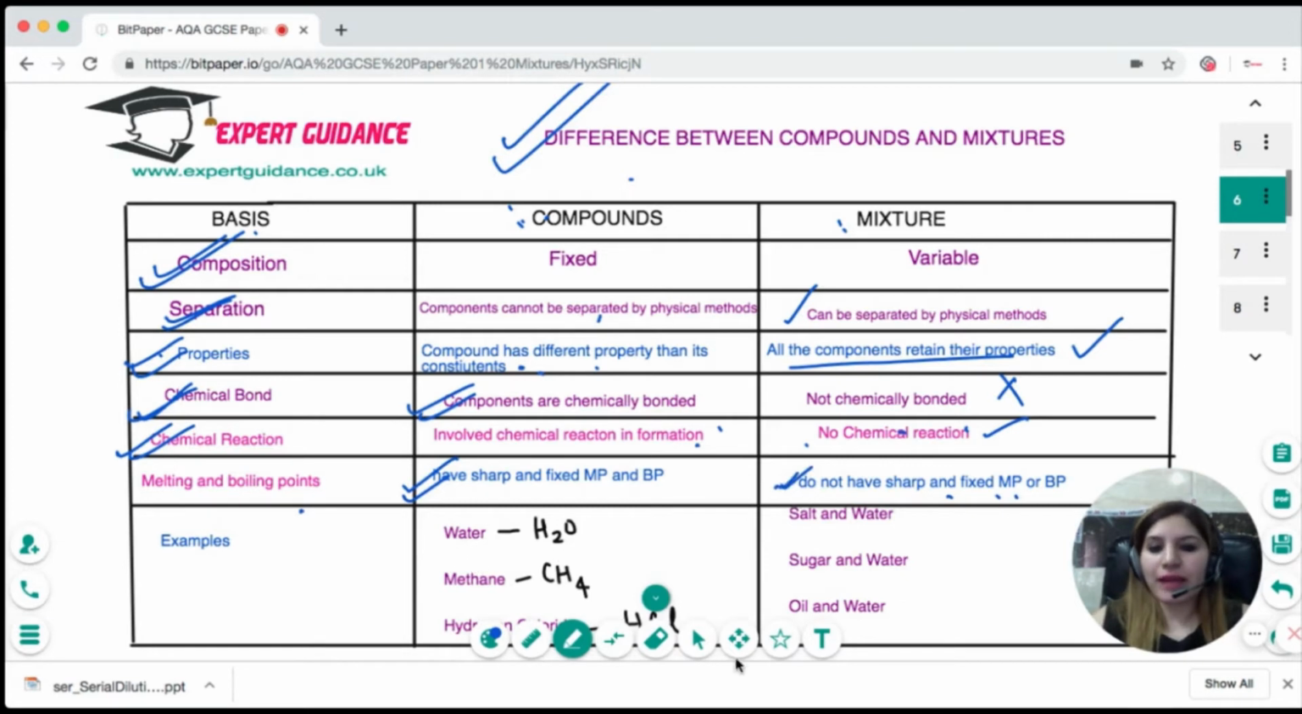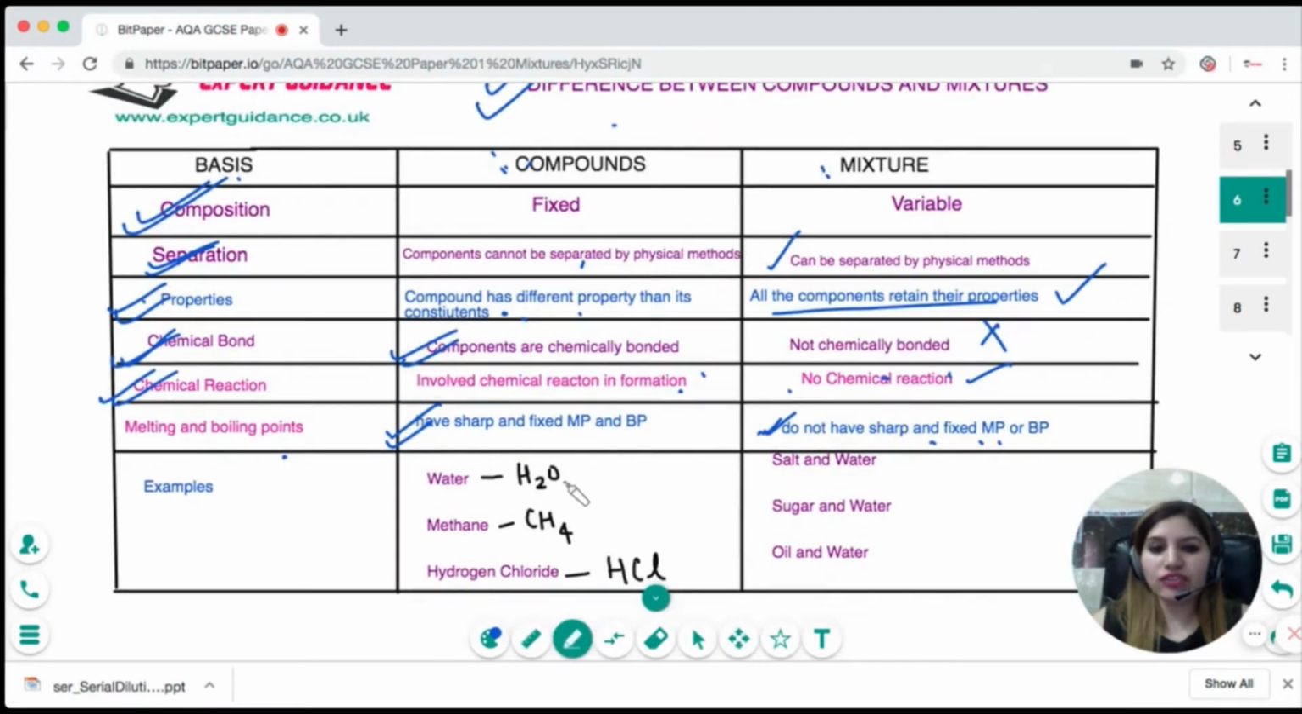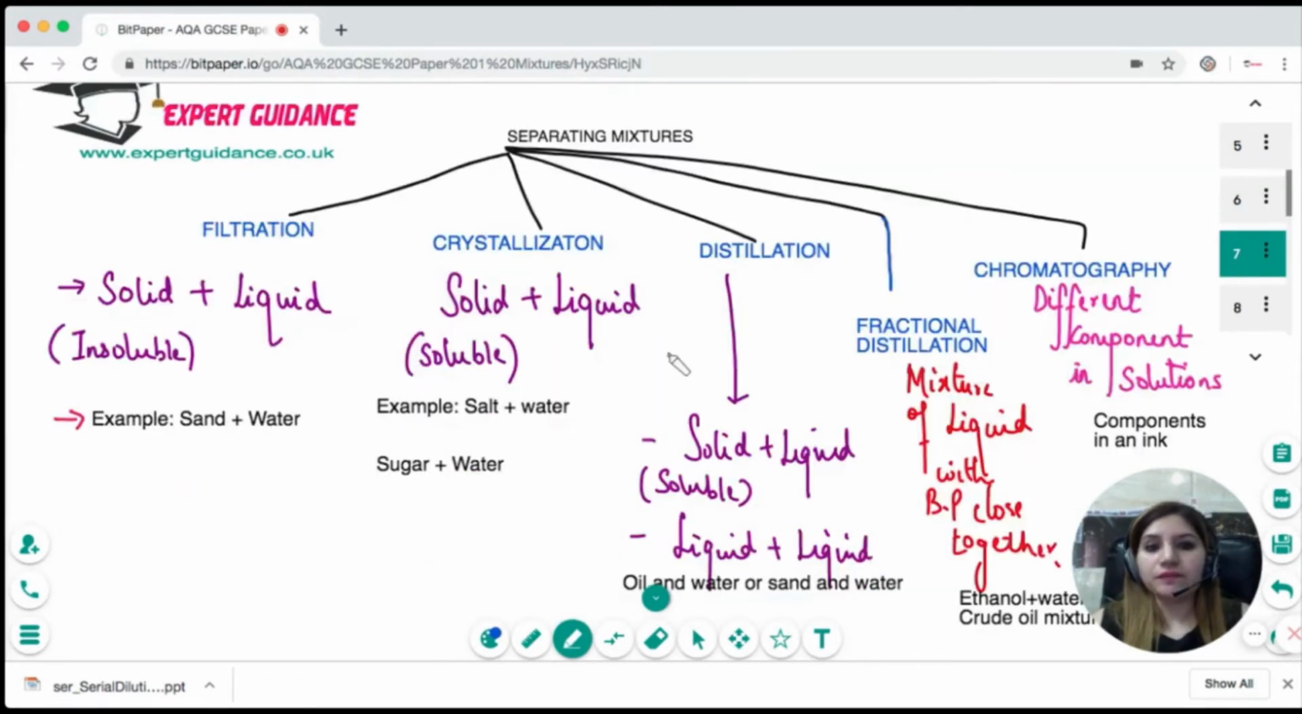Examples of compounds are water, 2 hydrogen and 1 oxygen; methane, 1 carbon and 4 hydrogen; hydrogen chloride, 1 hydrogen and 1 chlorine. Whereas mixtures could be salt and water, sugar and water, oil and water solution. Now we know that mixtures can be separated by physical means. Now let us look at the different ways we can separate mixtures.